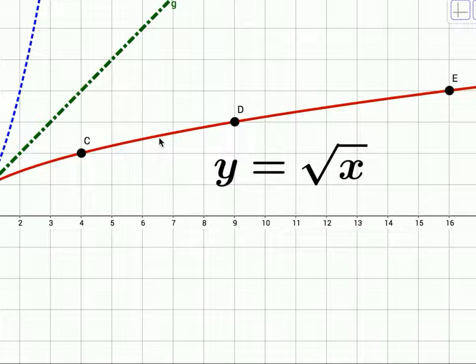The shortcut that I asked my students to remember was, starting from 0, 0, the point of origin: go right 1, you go up 1. You go right 4, you go up 2. You go right 9, you go up 3. The more points you have on the graph, the more accurate your graph will look. So again, the graph for the square root function is marked in color red.